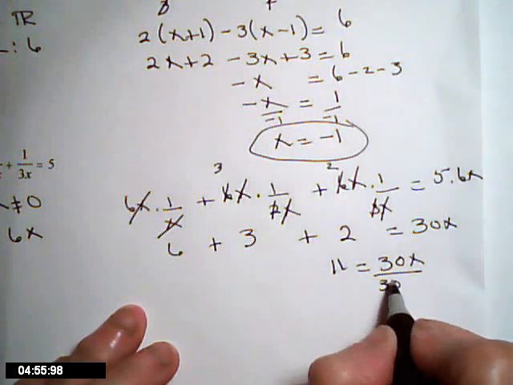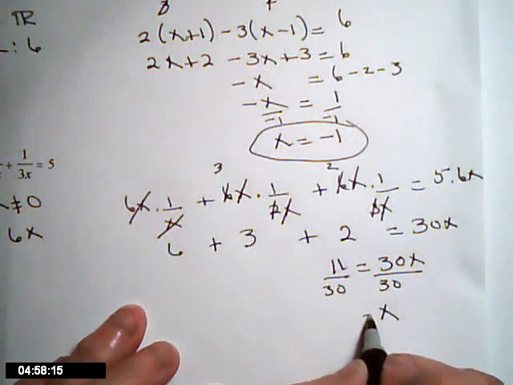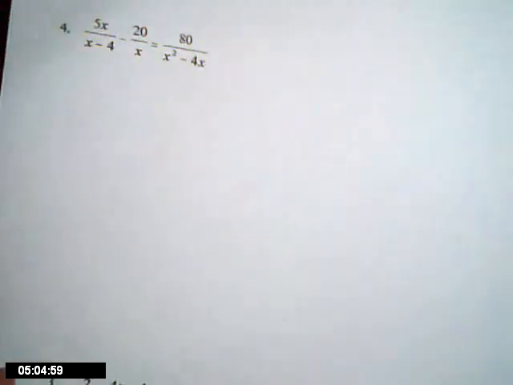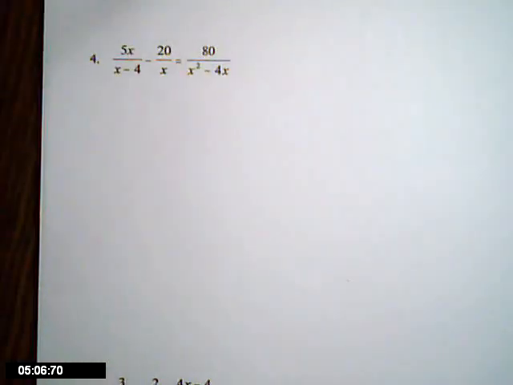Or divide to get x by itself, x would equal 11 over 30. Alright, on the next sheet, I have two problems. We'll try to get to both of these.